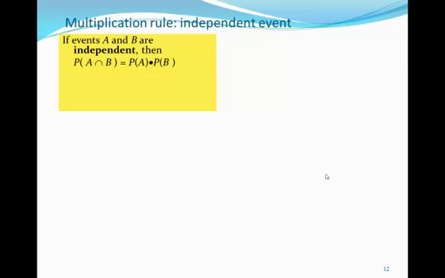Next thing, let's take a look at the multiplication rule. In the case of independent events, if events A and B are independent, then the probability of A intersect B equals the probability of A times the probability of B. Here the independence is very crucial. The occurrence of one event does not affect the other. That's what independence means.